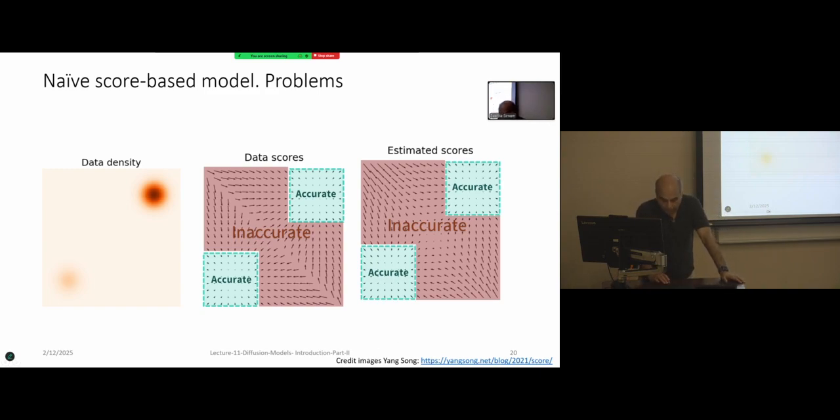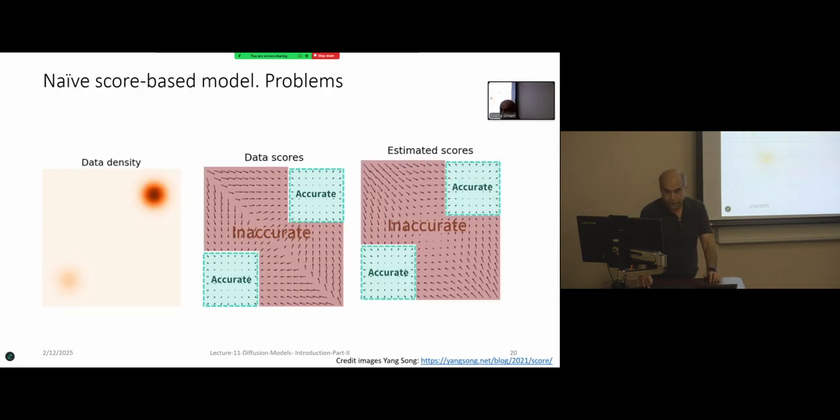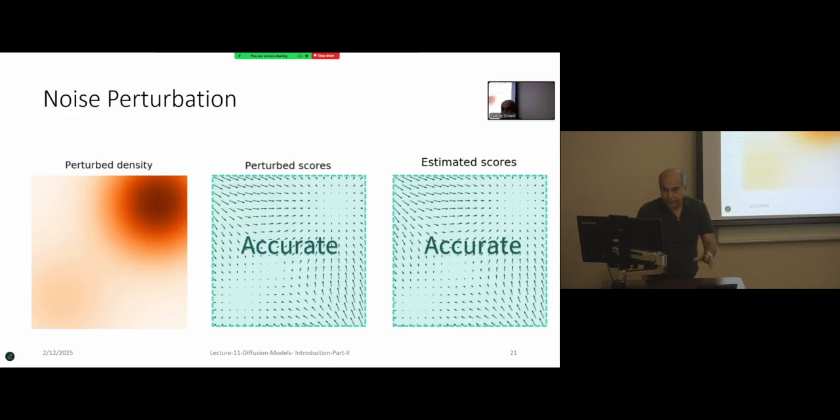Okay, so we are going to diffuse that. So we are going to actually add noise. We will perturb that. Now it has become better than what we had before, as you see here, right? So then we will have a better perturbed score, and we can estimate that score better.